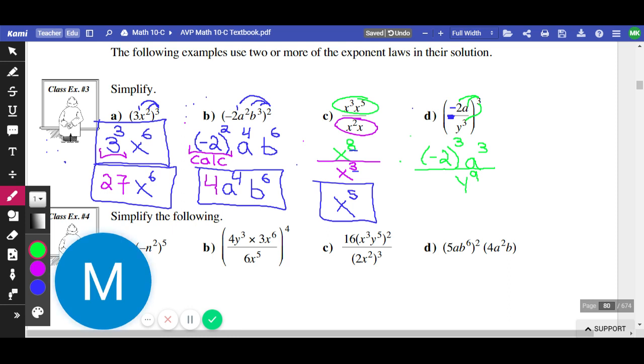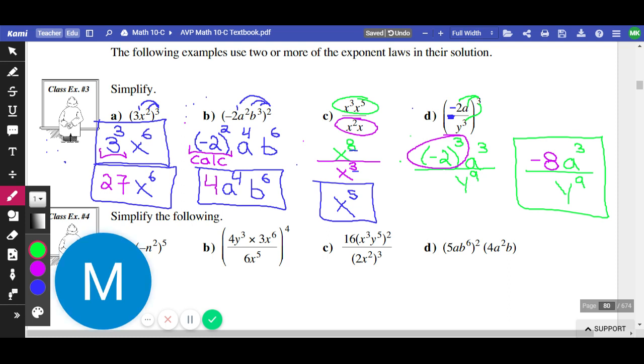Again, that's probably not how they write their answer, because they probably evaluate this part. They probably changed that thing I just circled in purple. So they put in their calculator negative 2 to the power of 3, and they get negative 8. And then everything else would stay the same. So you would get a to the 3, y to the 9. Awesome.